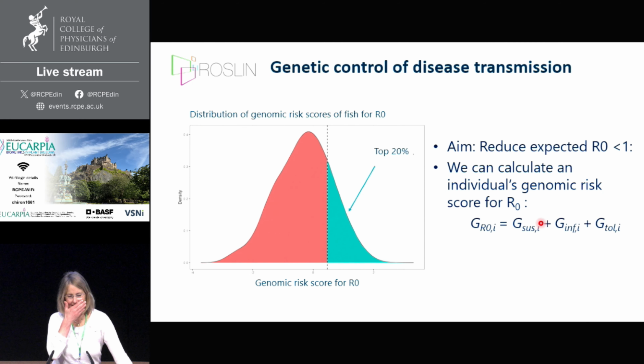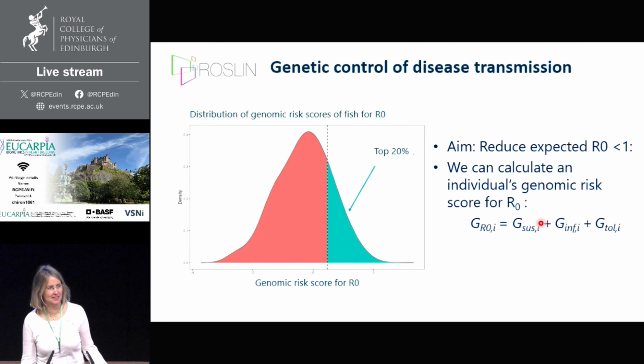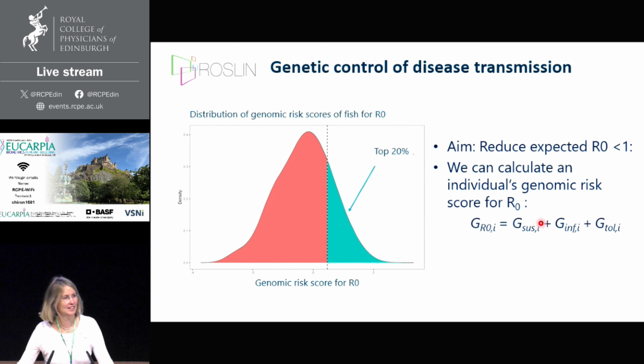So you may say, well, okay, now you can estimate the traits, so what? How does that actually help you for the disease control? I want to illustrate this with a very simple example. Because we can estimate the genomic risk score for susceptibility, infectivity, and tolerance, we can estimate a genomic risk score for the R naught. What is an individual's genomic contribution to the overall R naught? And now this is a distribution of the genomic risk score in our population.